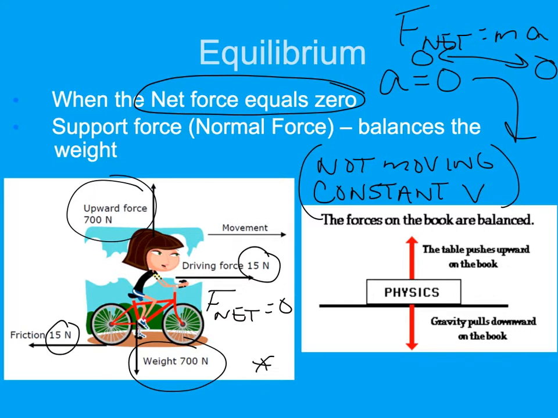Don't forget about inertia. An object in motion stays in motion. So as soon as she was moving and she canceled out those forces, the object wants to continue moving, and that's why you can have constant velocity.